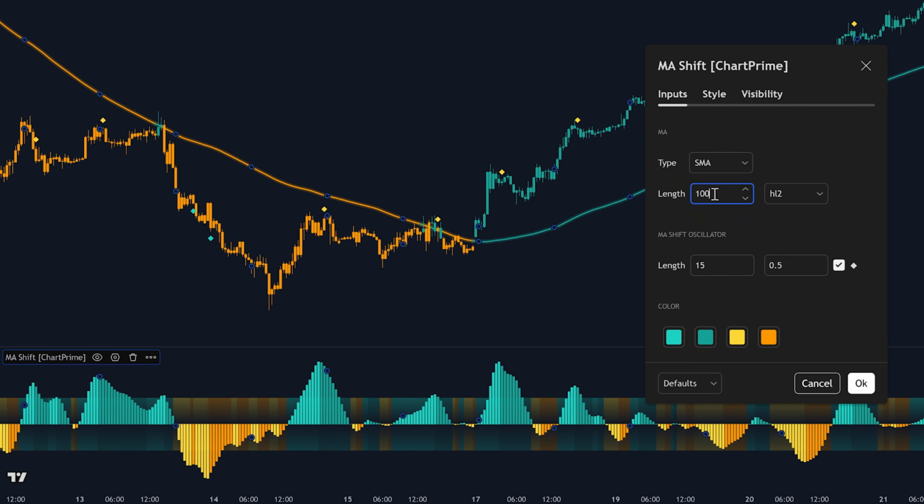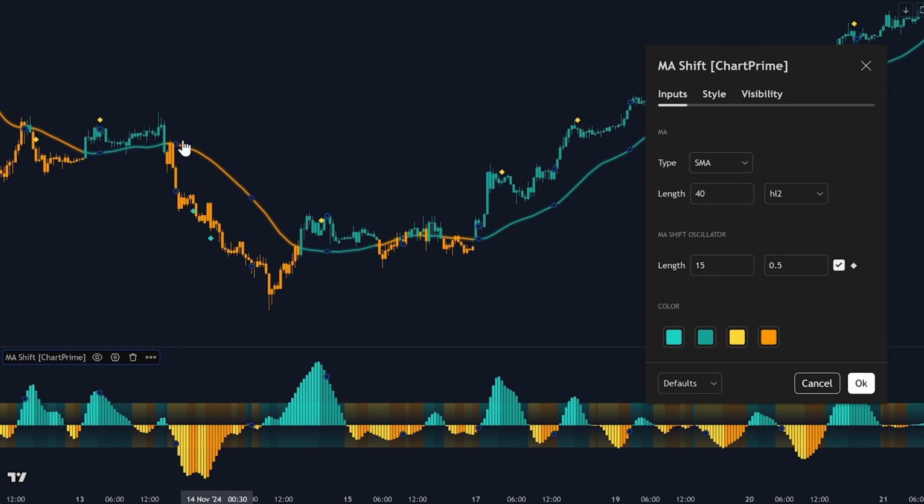If you decrease the length to, let's say, 40, the moving average becomes more responsive to price changes. This means more signals, but also more noise and potential false signals. A shorter length is great for scalping and short-term trading. You can leave the remaining settings at their default values. Once done, click OK to apply the settings.